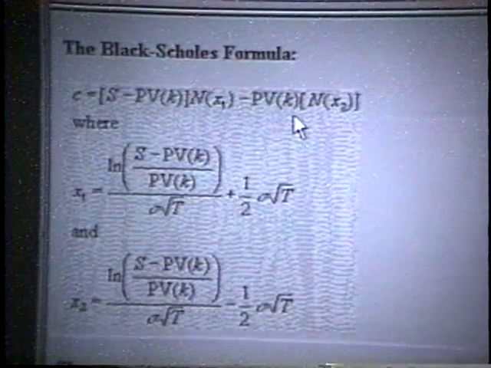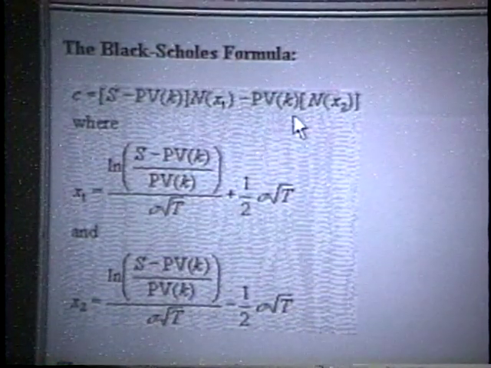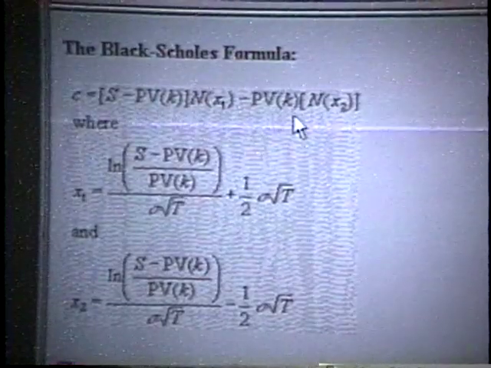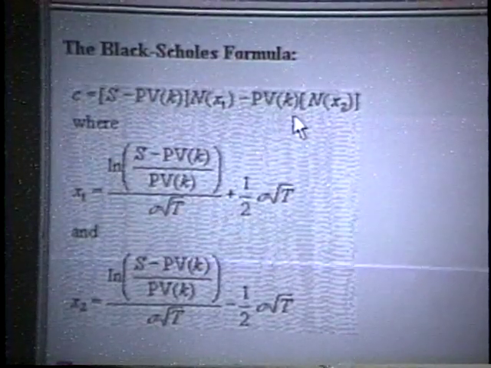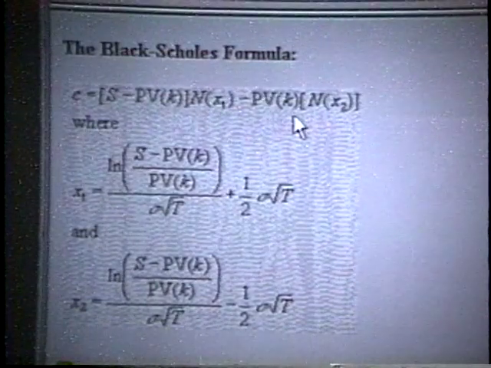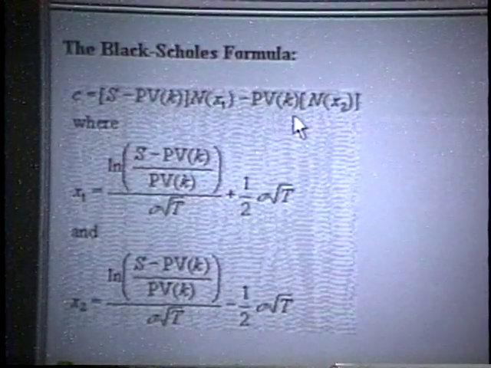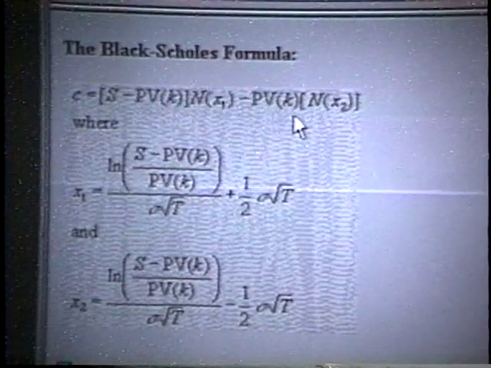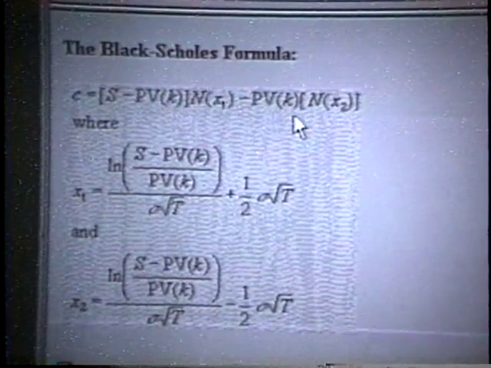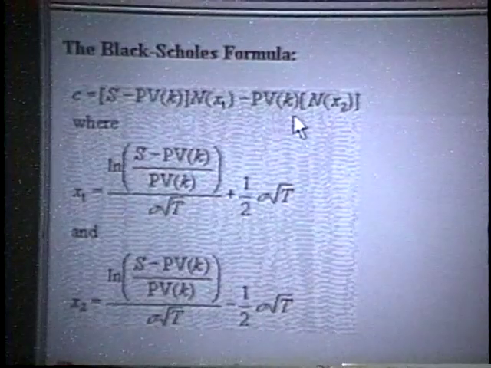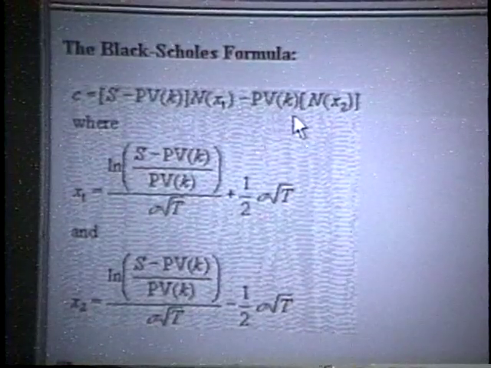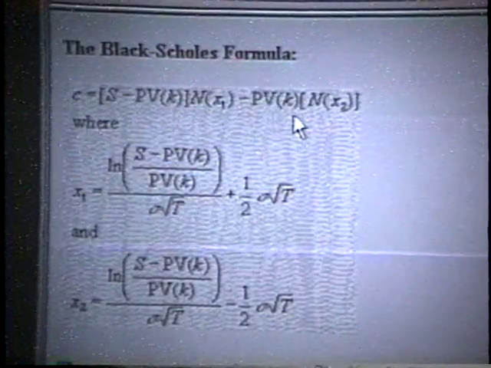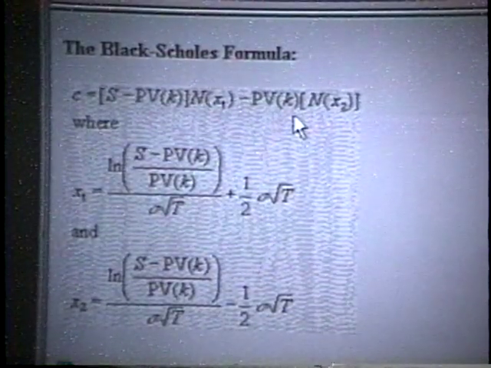What's the payoff at expiration to a call option? The payoff at expiration. At expiration, S star minus K at expiration. Well, we're not standing at expiration. We're standing today. So it makes sense that instead of K, we use the present value of K.